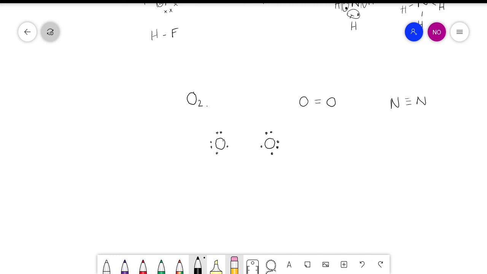So it will not only have 1 orbital sharing 2 electrons, it will have 2 orbitals sharing 2 electrons, and that is why it forms a double bond.